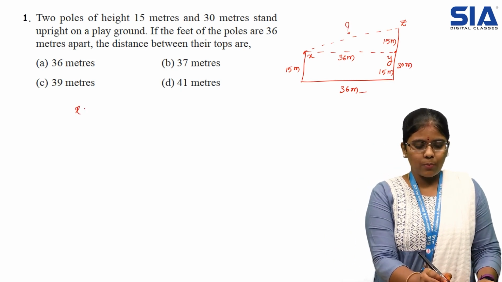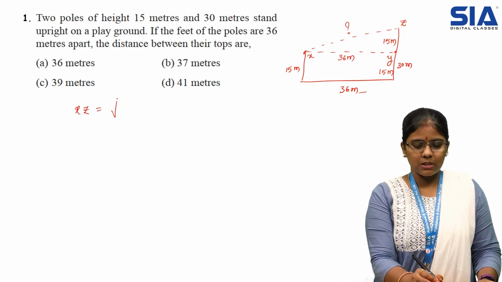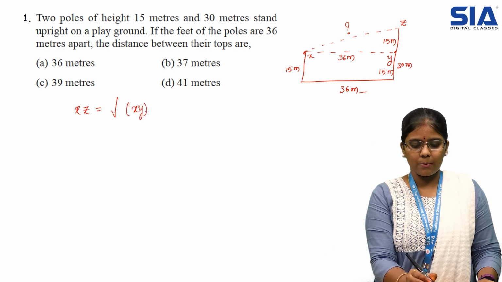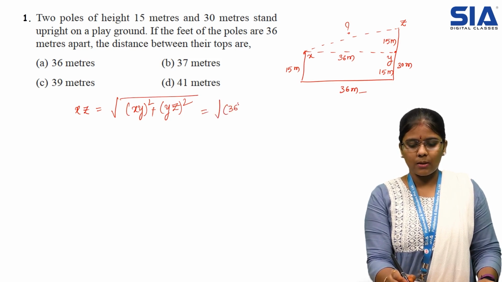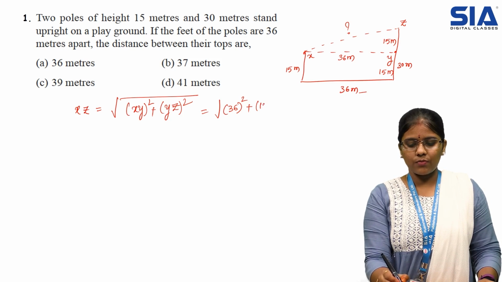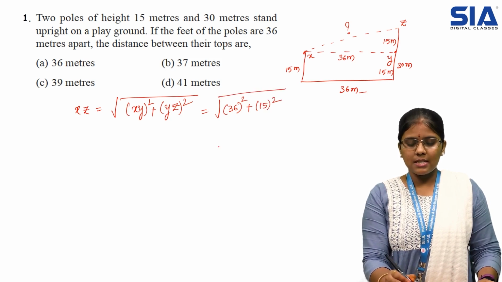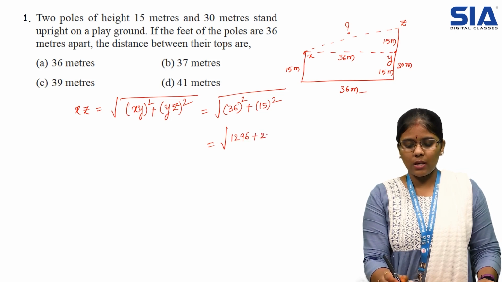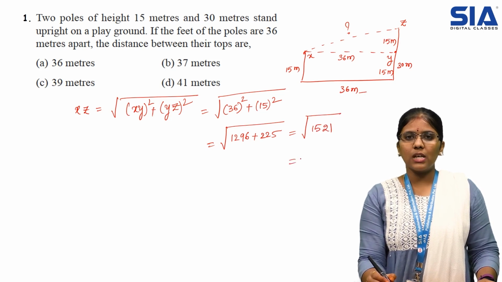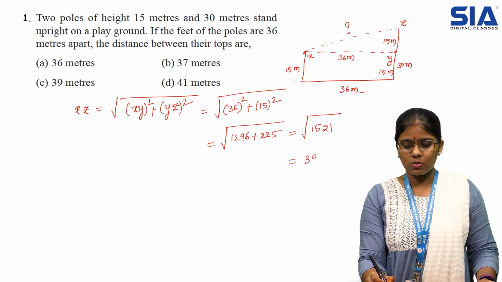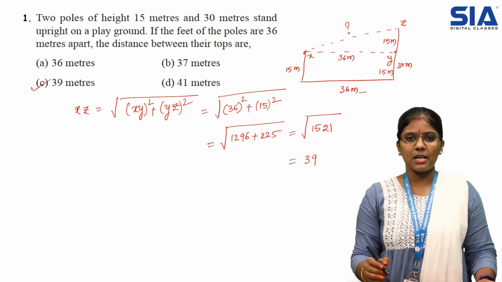So according to the hypotenuse formula, XZ is nothing but under root XY whole square plus YZ whole square. This is equal to 36 whole square plus YZ, that is 15 whole square. This is nothing but 36 square is 1296 and 15 square is 225, which is equal to under root 1521. Square root of 1521 is 39. So the correct option is C, 39 meters.